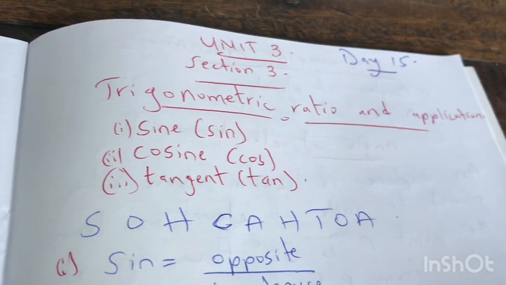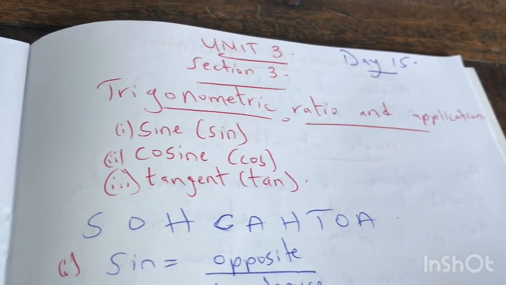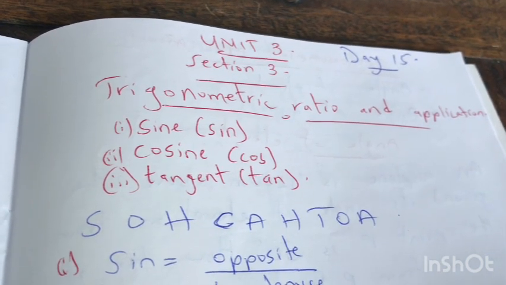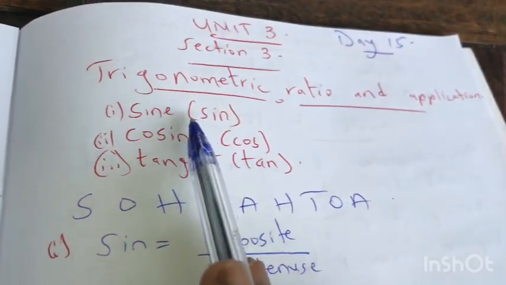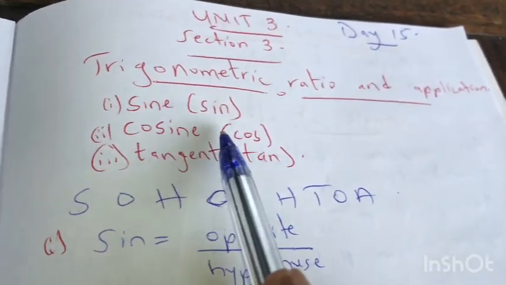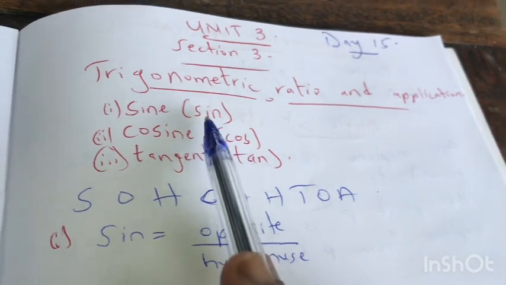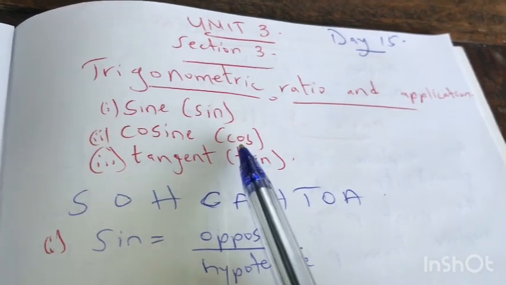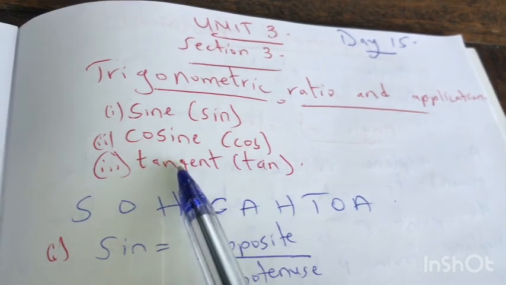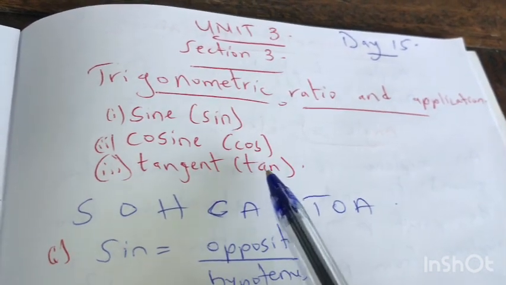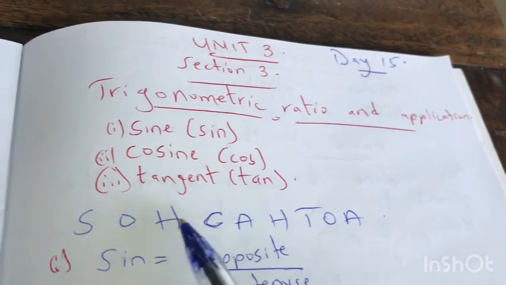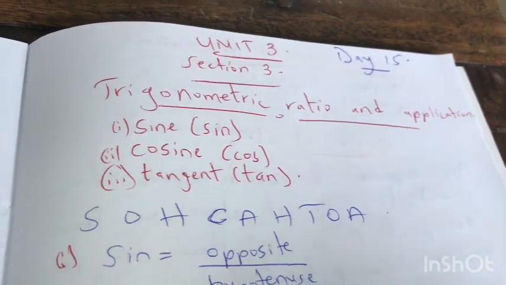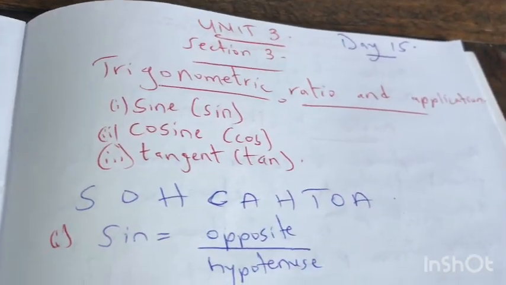What are the three trigonometric ratios we have? We have the sine, represented as sin. It looks like sin, but it's not sin, it's sine. Then we have cosine, which is expressed as cos, then tangent, which is expressed as tan. So we mostly hear SOHCAHTOA. Now what does SOHCAHTOA mean?